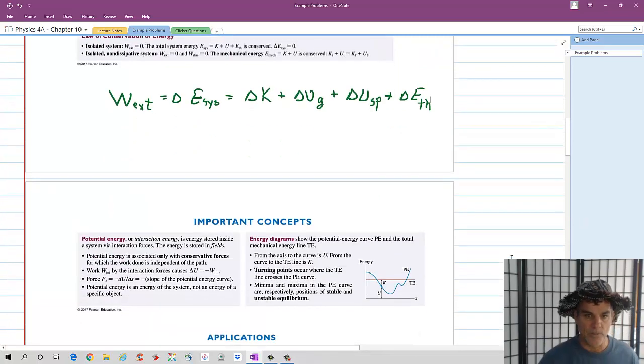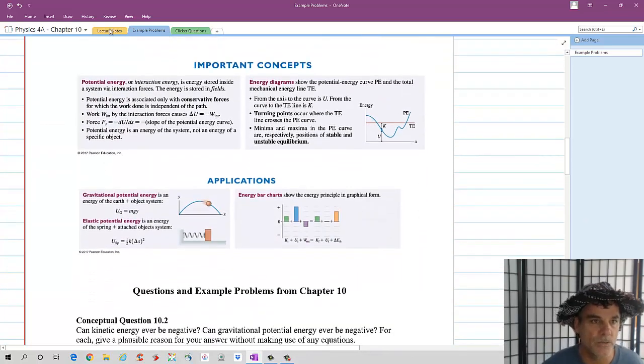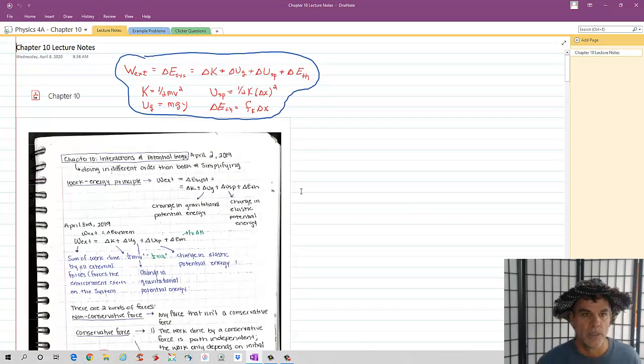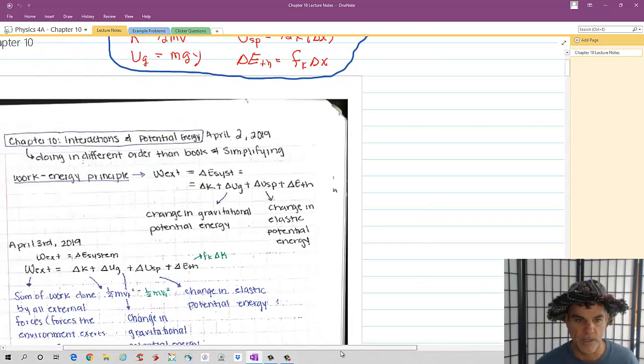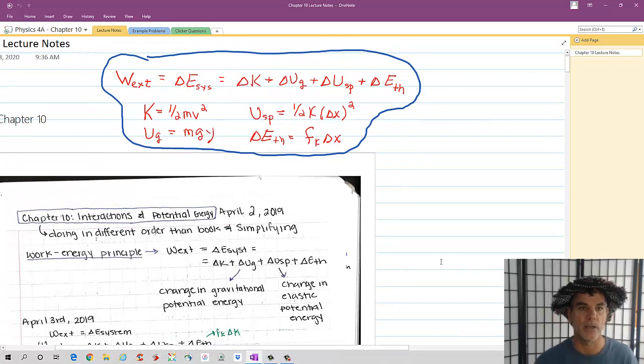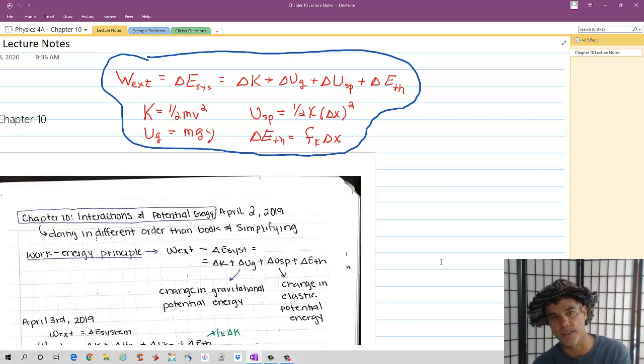Okay, so important concepts. Now let's go to lecture notes. Again, and I'll probably say this 3 or 4 or 5 times, here's our big giant equation. The work done by all external forces on a system equals the change in energy of the system, which equals the change in kinetic energy plus the change in gravitational potential plus the change in elastic potential plus the change in thermal energy.